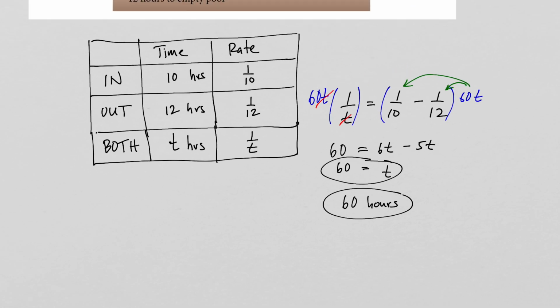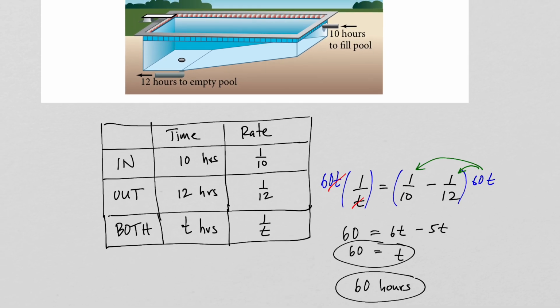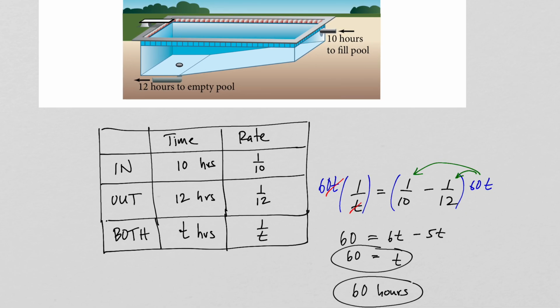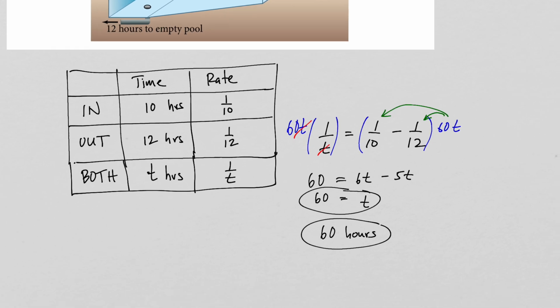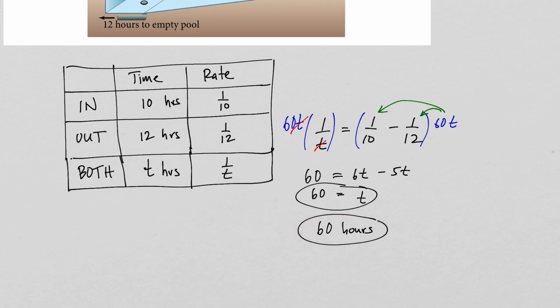And that kind of makes sense because when you leave both of these pipes open, you're putting more water in the pool than you're taking out, but these two quantities are not that different from each other. So even though you're putting more water in, there's still a lot of water coming out, which means it's going to take a long time for the pool to fill up.